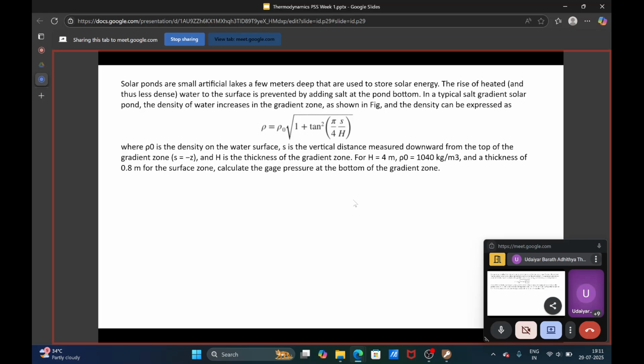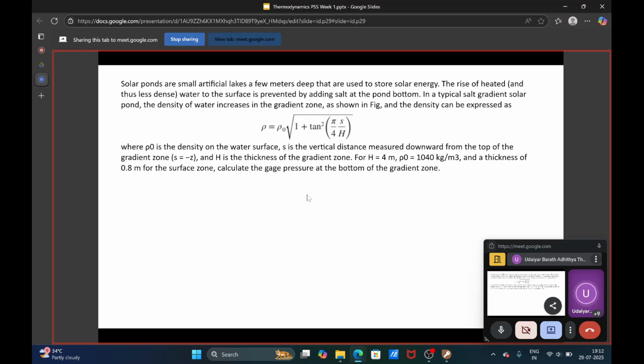We have solar ponds, which are small artificial lakes a few meters deep that are used to store solar energy. The rise of heated and thus less dense water to the surface is prevented by adding salt at the pond bottom. In a typical salt gradient solar pond, the density of water increases in the gradient zone as shown in the figure. I think I forgot to add the figure.